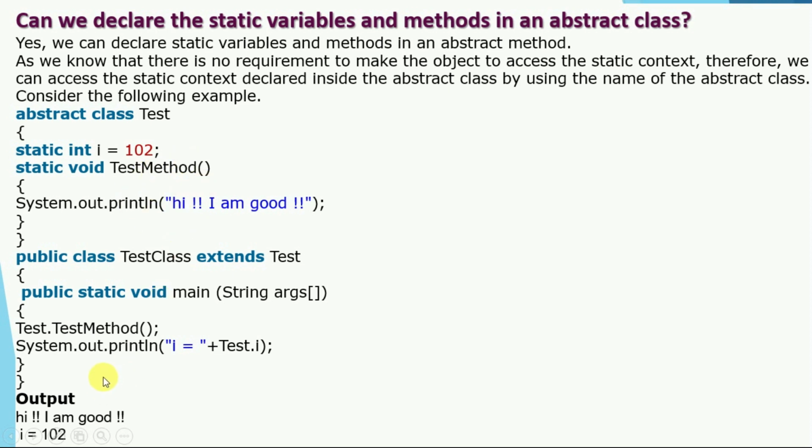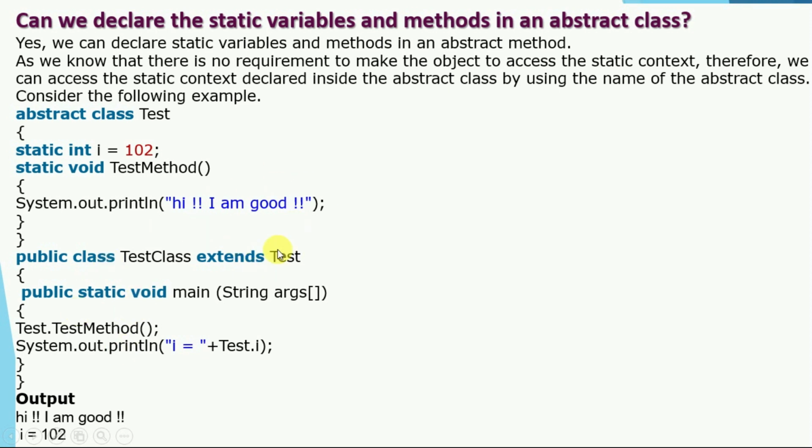In this we want to print "hi, I am good", and we also want to print the value of i, which is 102 inside this abstract class. So the output is first "hi, I am good", and then i equals 102. Both statements will be printed, because we can declare static variables and methods inside the abstract class, and we can also access that variable in our main method.